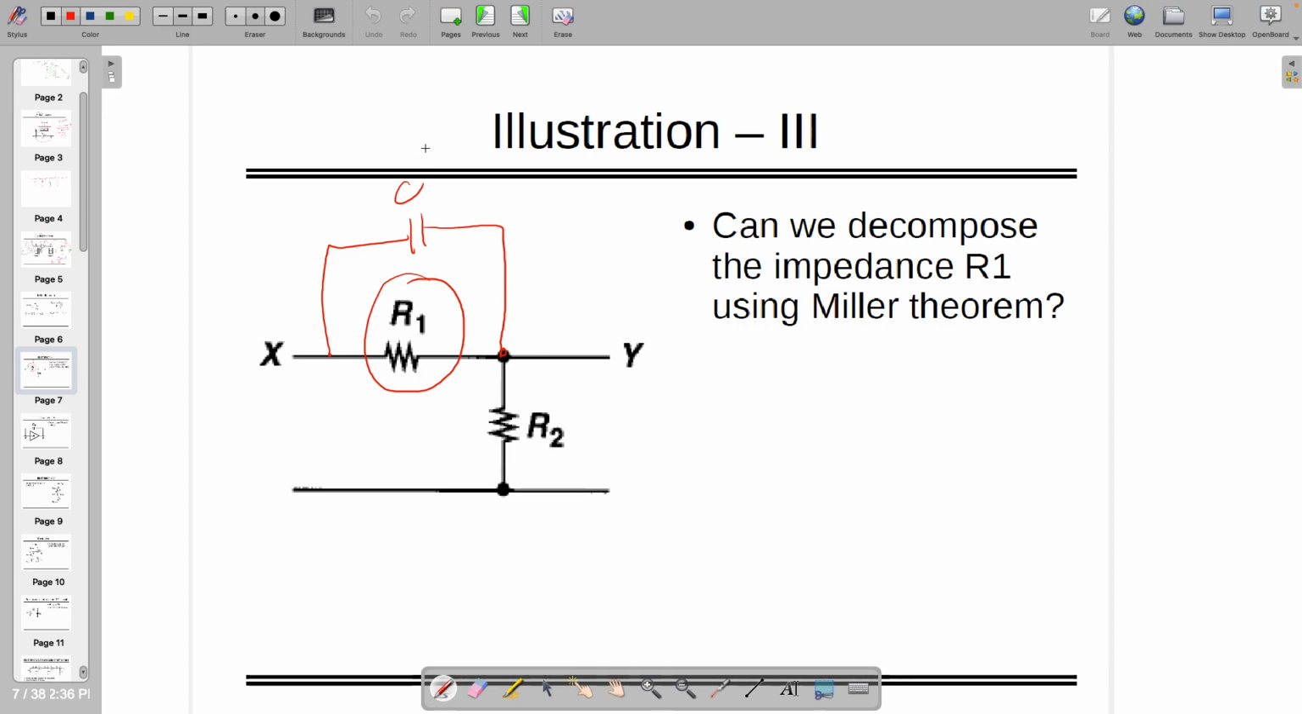There is no gain between the two points, so there is no point in discussing this. You can't apply Miller's theorem in such kind of things. Go with the regular network theory concepts, use KCL, KVL, whatever impedance technique you have done. So we can't decompose the impedance. You can't do anything here.